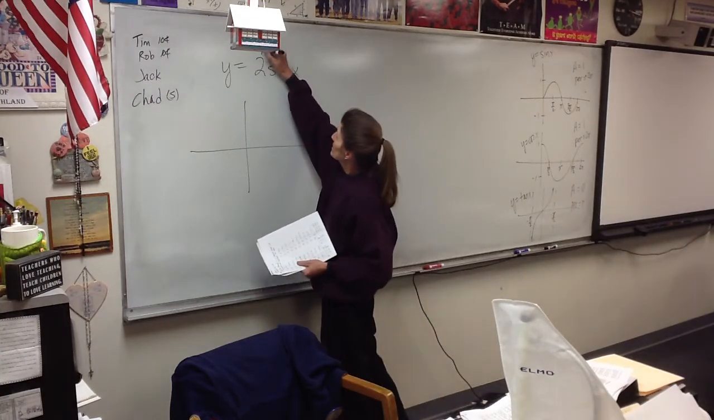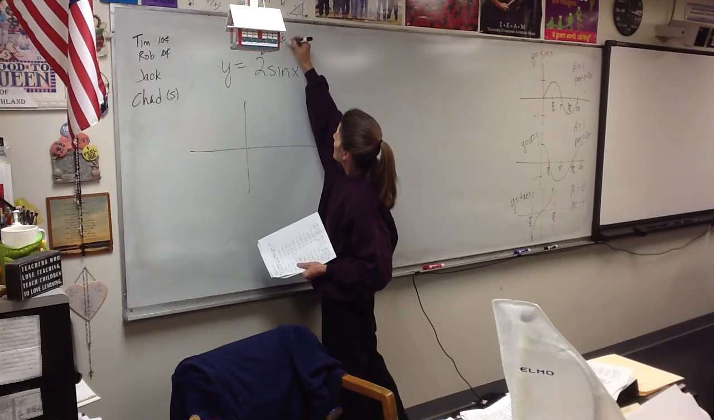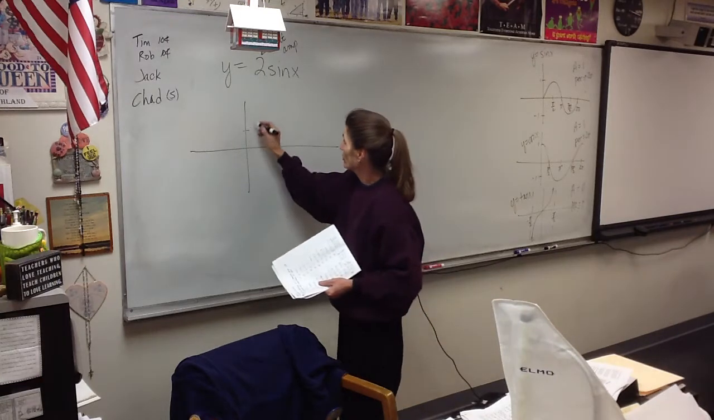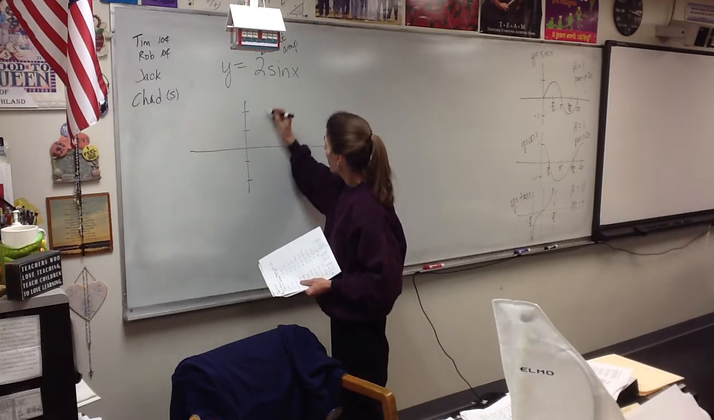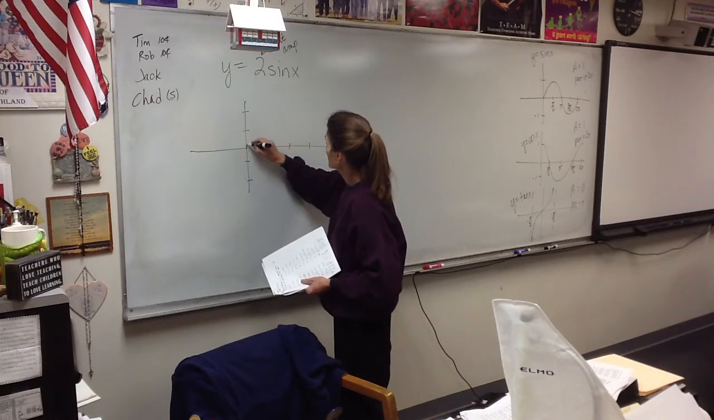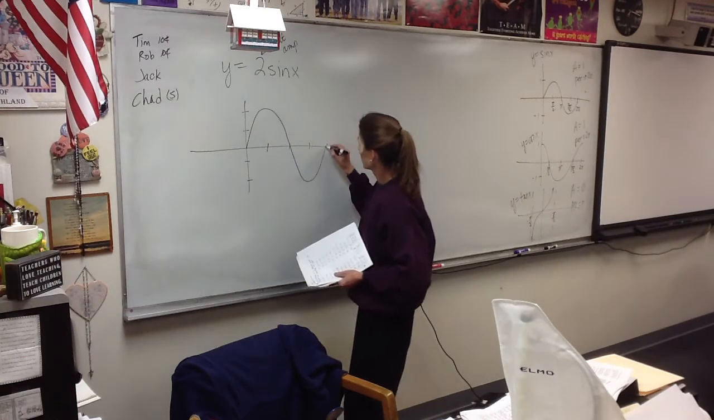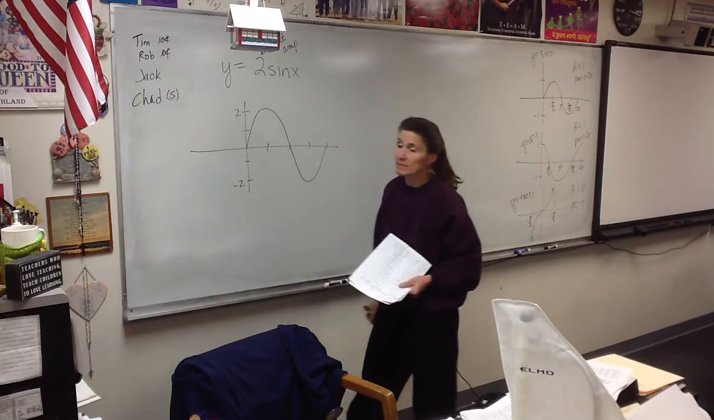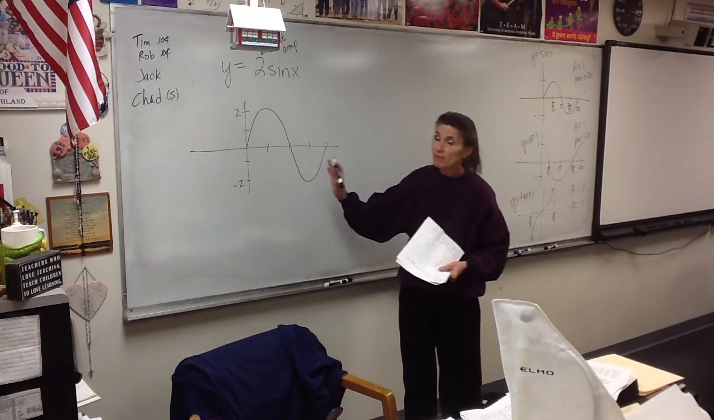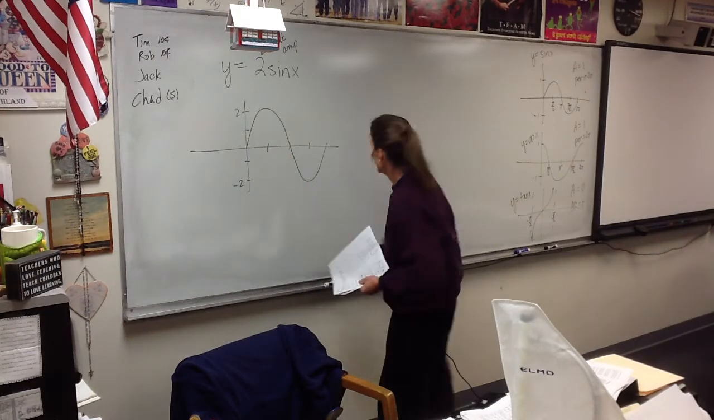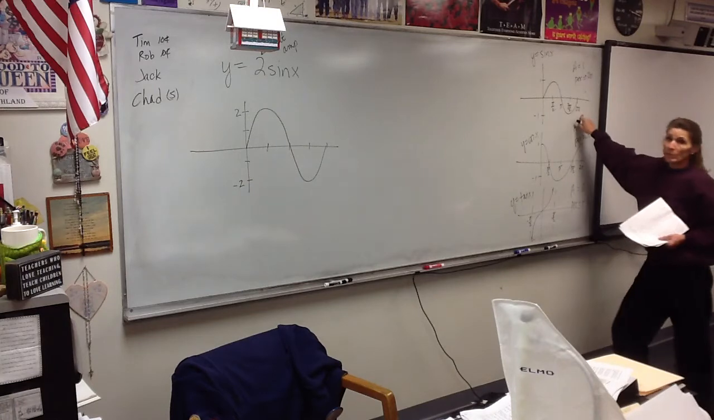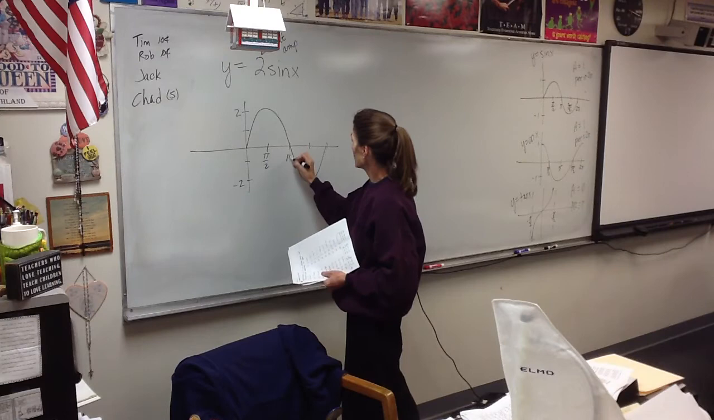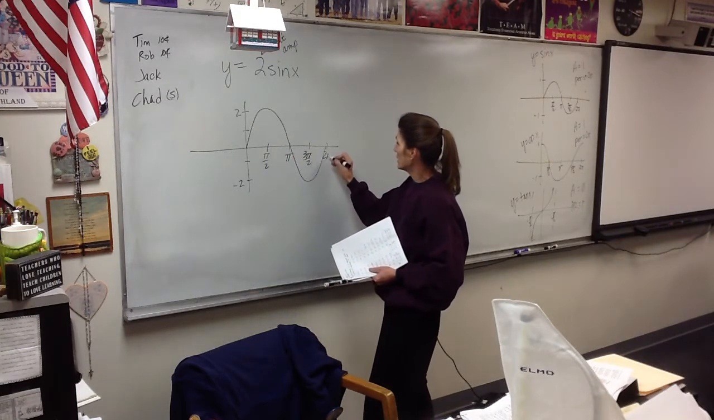Remember that a number in this position multiplies the amplitude. So I have a sine curve that is now twice as high as it was in the beginning. This sine curve now goes up to 2 and down to -2. Nothing horizontally has been changed, so all of these labels are going to remain the same. So we'll keep it at pi over 2, pi, 3 pi over 2, and 2 pi.